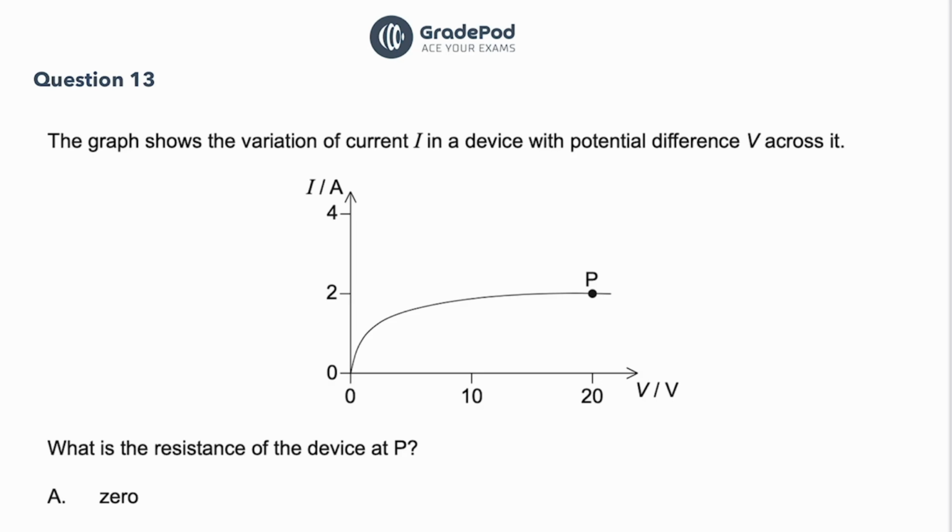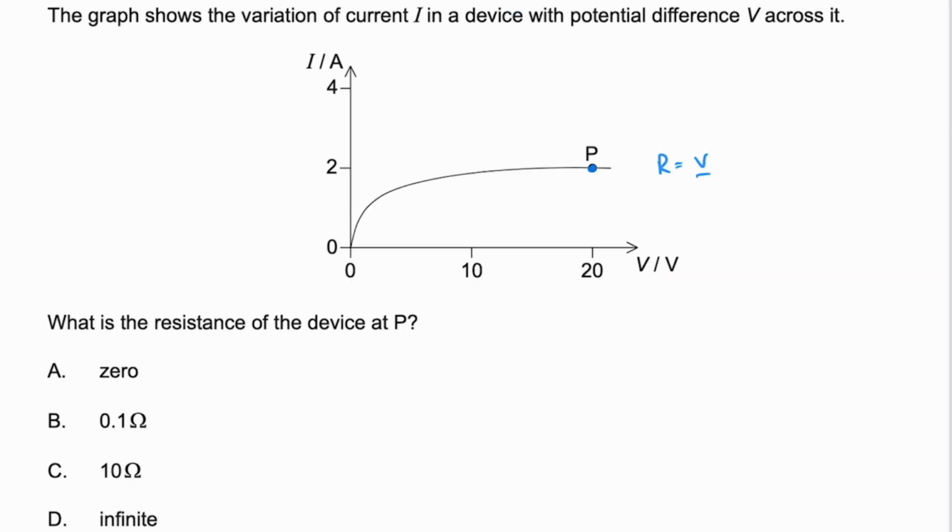Question 13. The graph shows a variation of current I in a device with a potential difference V across it. And we've got a graph here, and it says, what is the resistance of the device at P? Okay, this is a really simple question, but I'm going to explain to you why it's quite difficult. R equals V over I, V is 20, and I is 2. So our resistance is 10 ohms, and the answer is C.